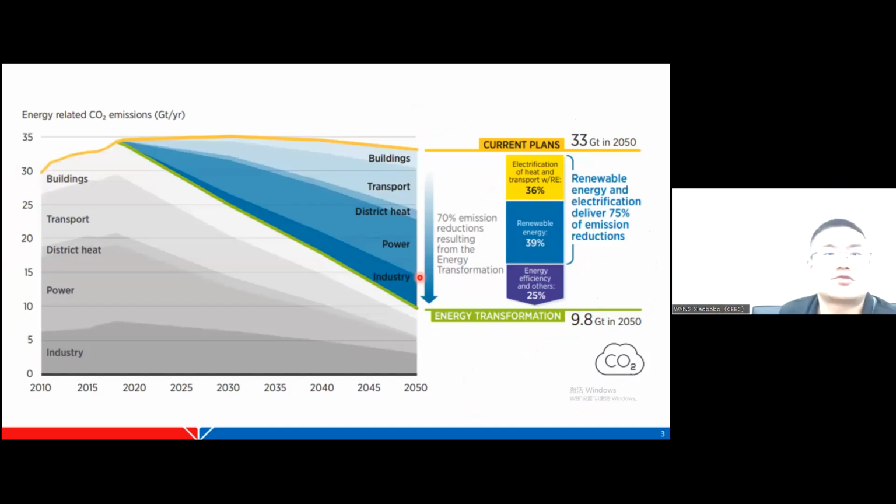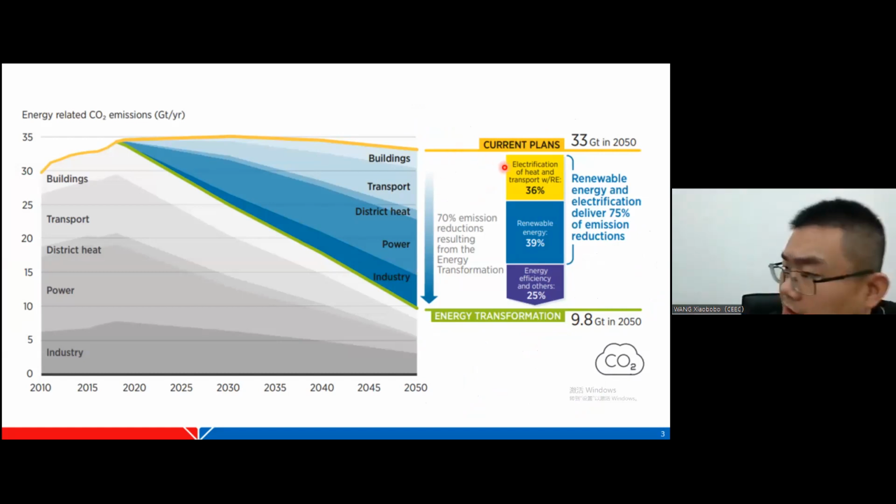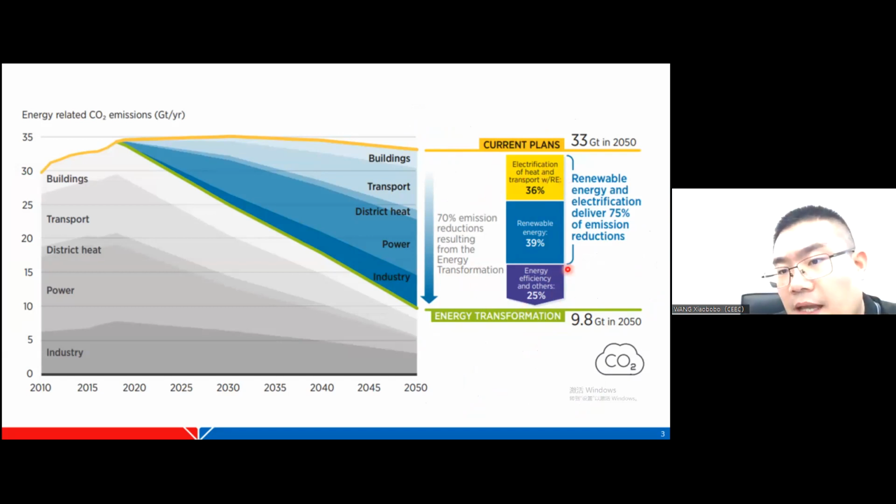Energy-related CO2 emission, as we can see, is always the biggest CO2 emission in the world. So we want to decline or reduce this. We have three main ways to do this.